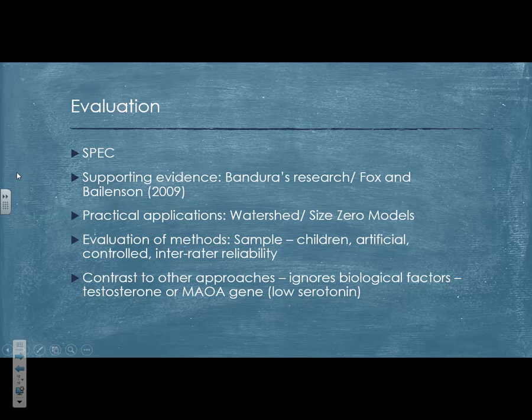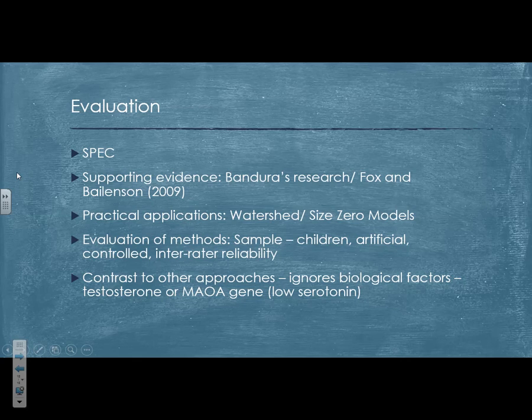Evaluation, so you've got specs, supporting evidence, practical applications, evaluation of methods, and contrast to other approaches. The supporting evidence is Bandura's research. If you were asked to describe and evaluate the social learning theory, which is one of the questions that's previously been asked, Bandura's research is what you would use for AO3. You would not use it for AO1. The only time you'd use Bandura's research for AO1 is if the question was describe and evaluate Bandura's research, not the social learning theory.